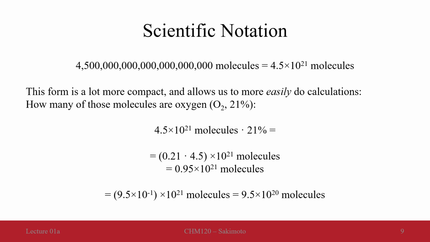To be most proper with scientific notation, we typically want exactly one digit to the left of the decimal point. So 0.95 times 10 to the 21 is not quite a standard way to write this number.